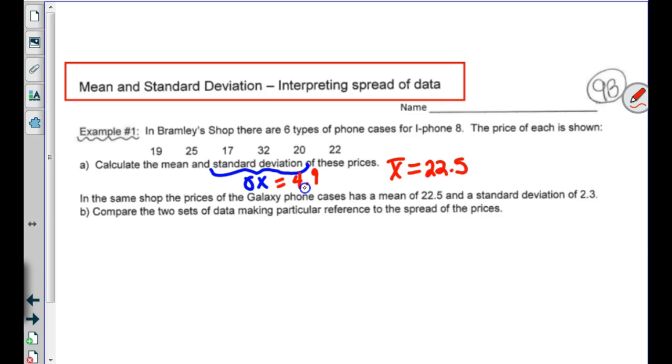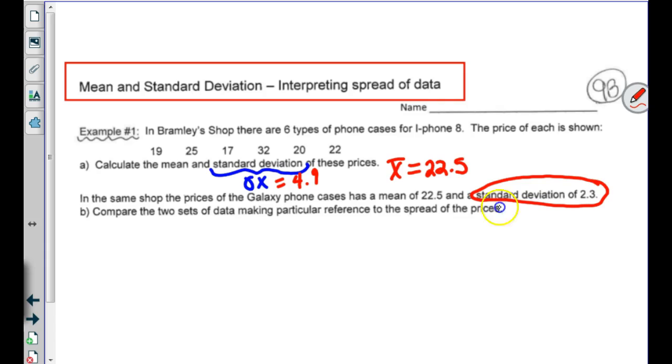All right, in the same shop, the prices of Galaxy phone cases have a mean of 22.5 and a standard deviation of 2.3. Compare the two sets, making particular reference to the spread of the prices. Well, on average, the prices are the same, right? Very close. But what does it mean, as in, what is it telling you? That the standard deviation is bigger for the iPhone cases than for the Galaxy cases.